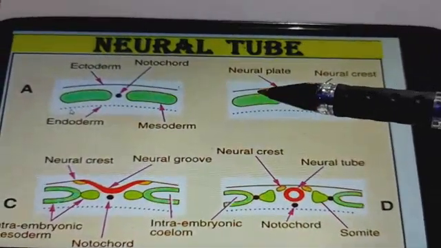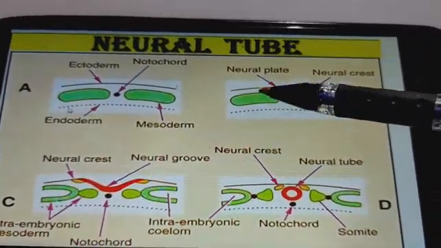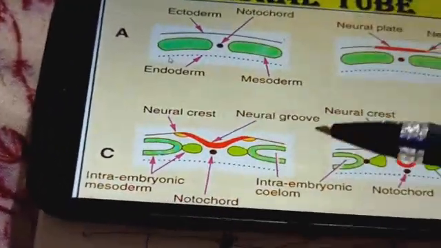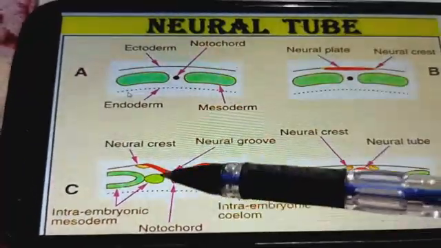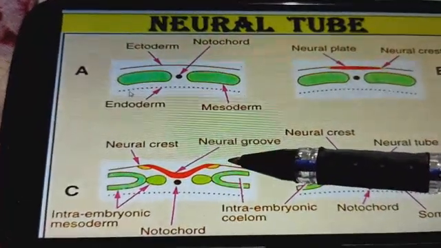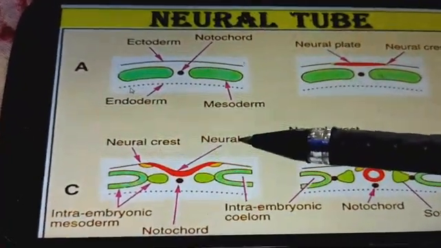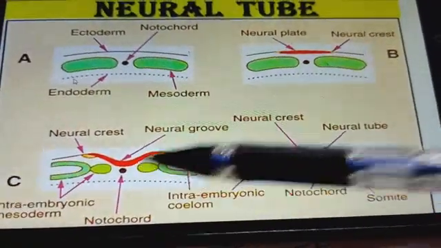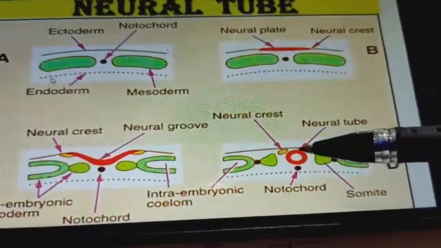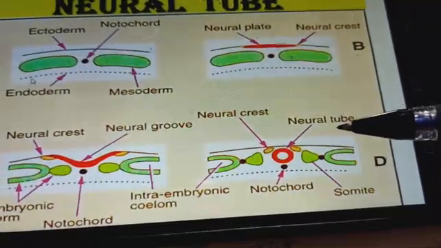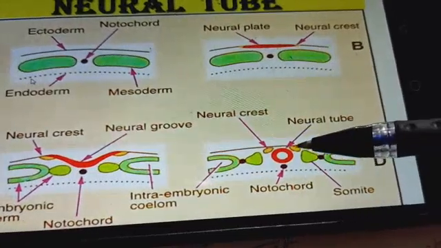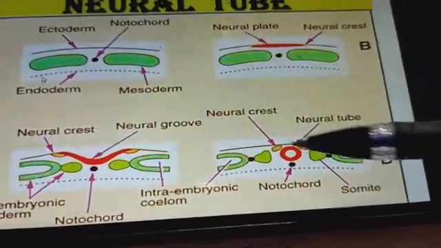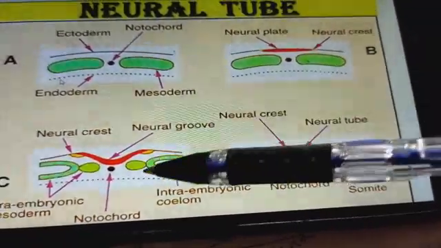The edges of the thickening are called the neural crest, and the thickening is called the neural plate. This thickening deepens down, forming the neural groove, and this neural groove finally forms the structure called the neural tube, and the neural crest separates like this. This is the notochord, which has gone a little below from where it was.